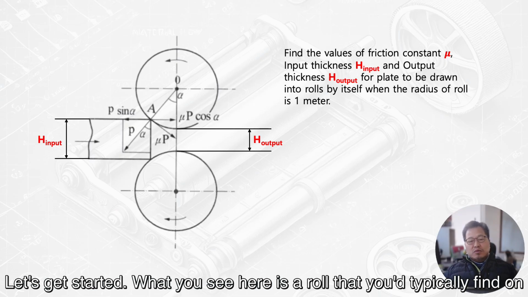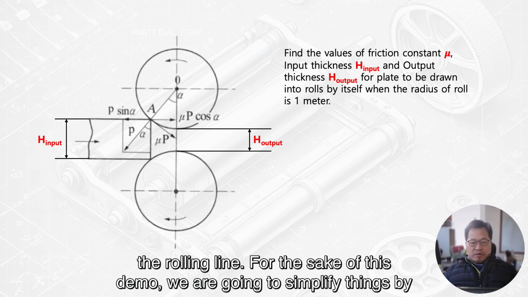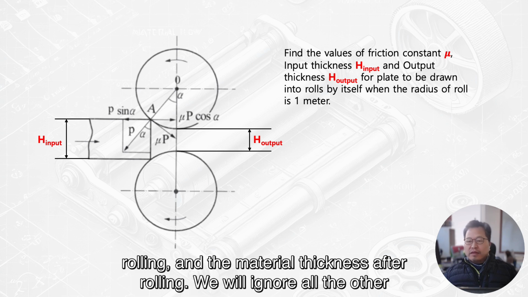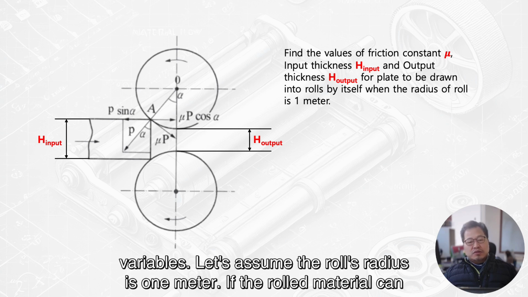What you see here is a roll that you do typically find on a rolling line. For the sake of this demo, we are going to simplify things by only focusing on the roll's friction coefficient, the material thickness before rolling, and the material thickness after rolling. We will ignore all the other variables. Let's assume the roll's radius is 1 meter.